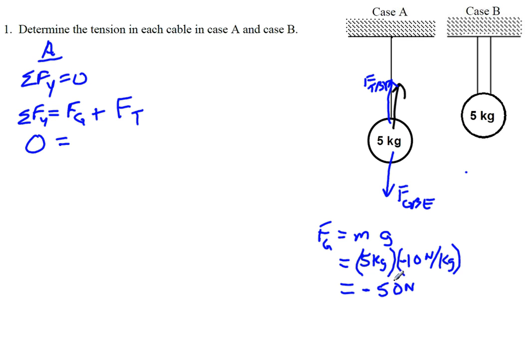So I'm just going to take this value that I've calculated for Fg and plug it in right here: negative 50 newtons plus Ft. Now don't forget, you need to draw a proper free body diagram for this, complete with labeled arrows.